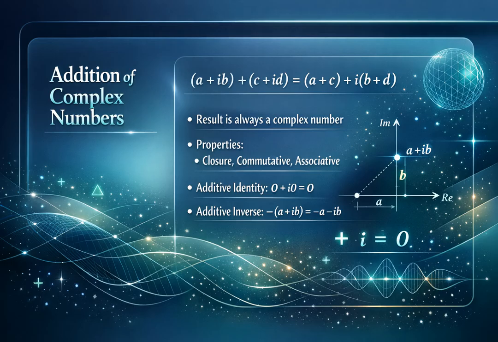Adding complex numbers is straightforward. Add real parts and imaginary parts separately. If z1 equals a plus ib and z2 equals c plus id, then z1 plus z2 equals a plus c plus i times b plus d. Addition is commutative and associative. The additive identity is 0 plus i0, and every complex number has an additive inverse.